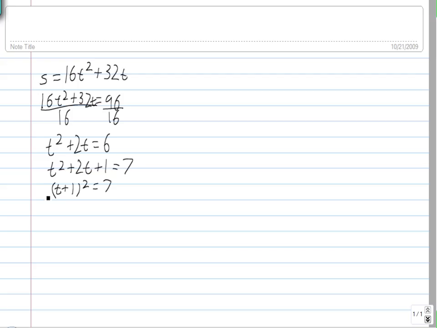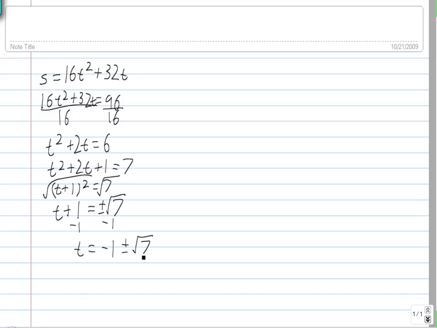Now we can take the square root of both sides, and we're left with t plus 1 equals plus or minus the square root of 7, and then subtract 1 from both sides, and we're left with t equals negative 1 plus or minus the square root of 7. And that would be our answer, but we're asked to round this to the nearest tenth.